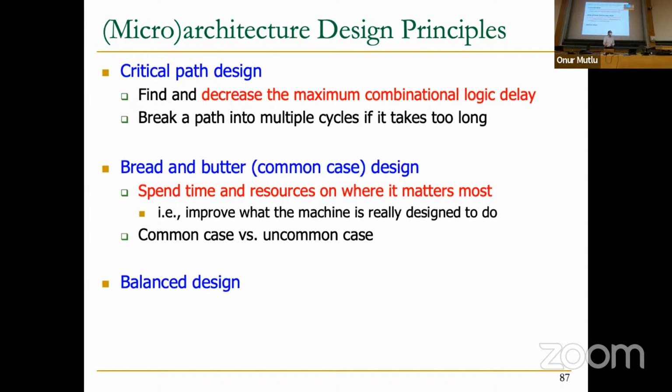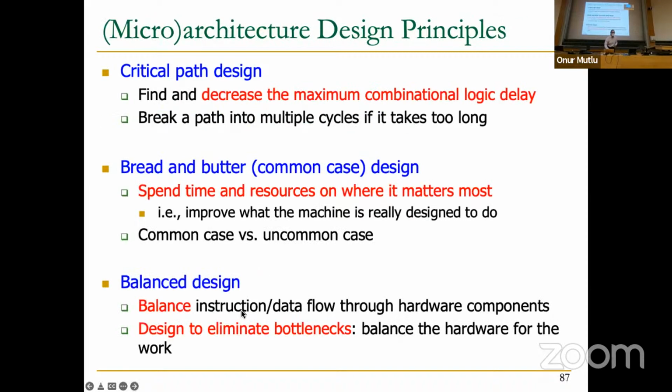You cannot do that again, as I said over here, because you're limited by the worst case instruction in this case, in a single cycle machine. And the last thing is balanced design, which is balance the instruction and data flow. Basically, have a nice balanced system that you design. There are no big bottlenecks in the design. Balance the instruction and data flow through the hardware components. Balance the hardware for the work.